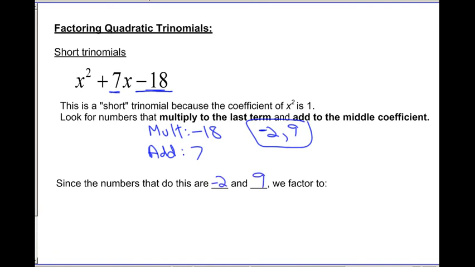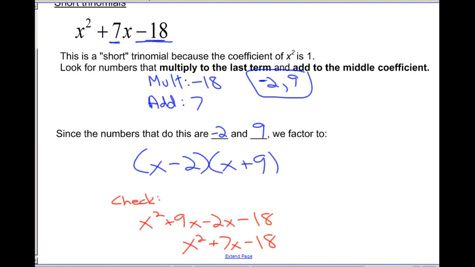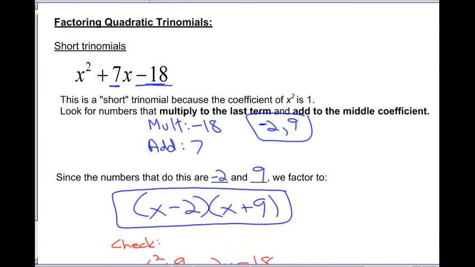And here's all you have to do. Write x minus 2 in one bracket and x plus 9. We can check, of course. X times x is x squared. X times 9 is 9x. Negative 2 times x is negative 2x. And minus 18. We did a great job. We ended up with x squared plus 7x minus 18. We must have factored it properly. Okay, so the method here is look for numbers that multiply to the last term and add to the middle coefficient.